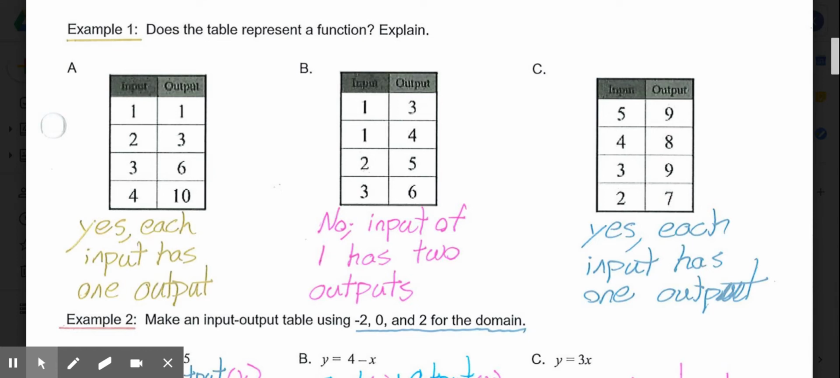In B, we have the input of 1, 1, 2, and 3. But 1 has two different outputs. It has an output of 3 and an output of 4. So that would not be a function because 1 has two different outputs. And then for C, we have the inputs of 5, 4, 3, and 2, and the outputs of 9, 8, 9, and 7. So even though both 5 and 3 have an output of 9, each input has only one output, so it is a function.